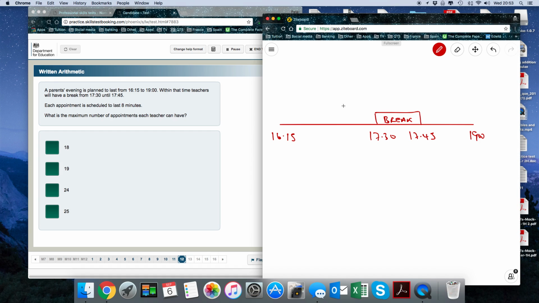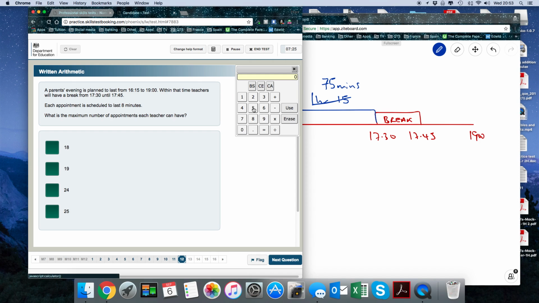So what we've got to do here is, because we've got no choice when we have the break, we've got to work out how many people we can fit in here. The first thing to do is to realise that that's 1 hour 15. But the best thing to do is to then turn that into minutes. So 1 hour is 60 plus 15, 75 minutes. And you can do this on your calculator. Look, you can do 75, and we want to know how many 8-minute appointments we can fit in.